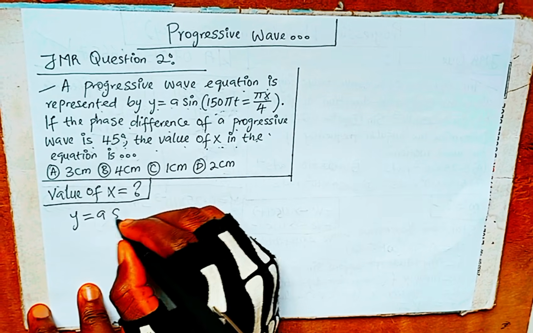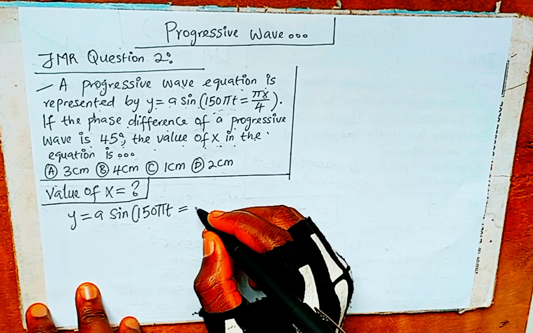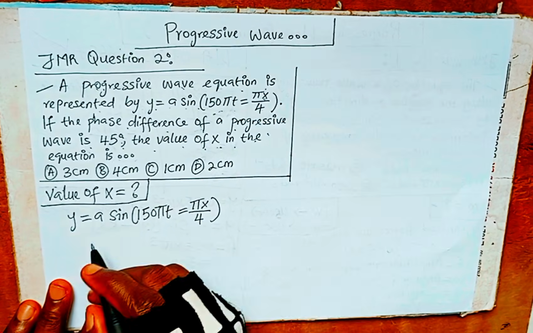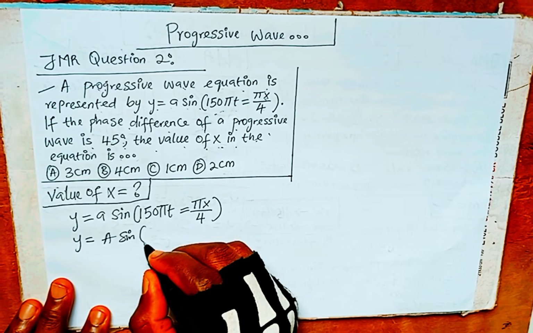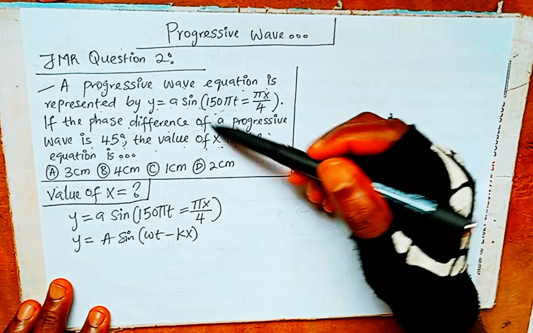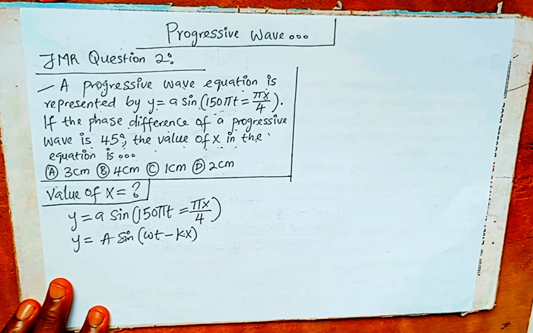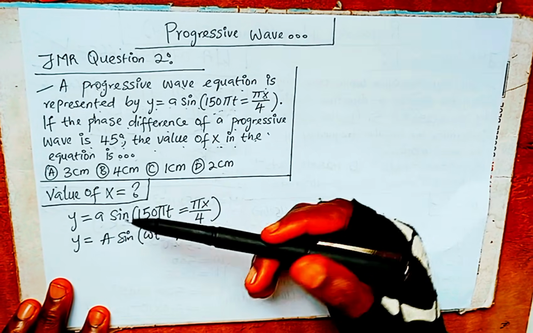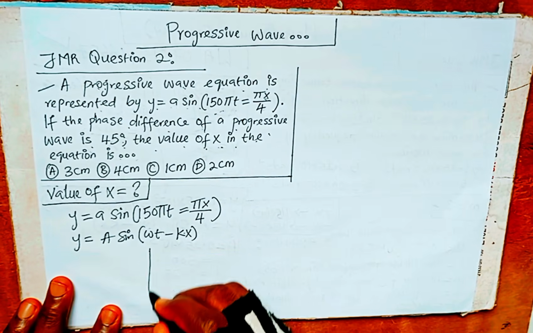y = a sin(150πt − πs/4). This is the wave equation given to us in the question, and we are going to compare it with the standard wave equation, which is y = a sin(ωt − ks). Plus or minus depends, but since here they don't say positive or negative, we just leave it as minus. We compare the given equation with the standard wave equation and use it to write out the parameters.